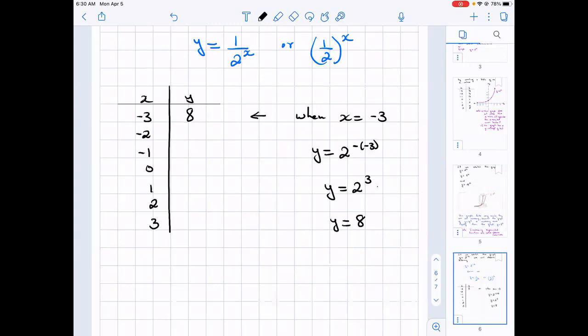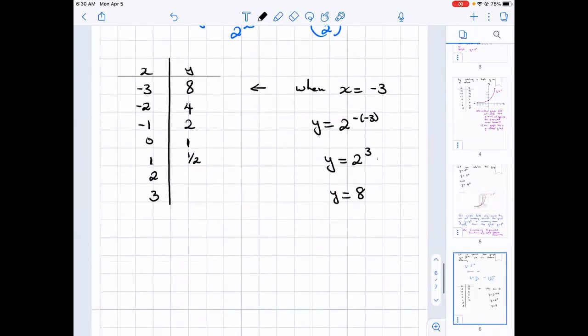That means this value here will be 4. This value will be 2. And we know when it's 0, it's going to be 1. Now, when it's +1, it will be 1 over 2. And for 2, it will be 1 over 4, and 1 over 8, because of the negative.